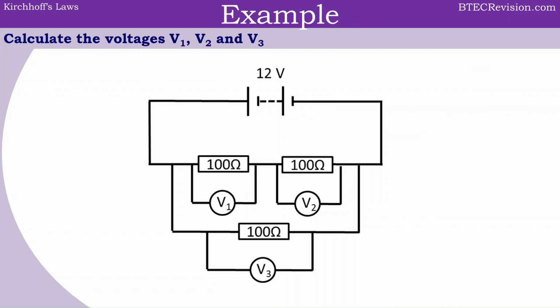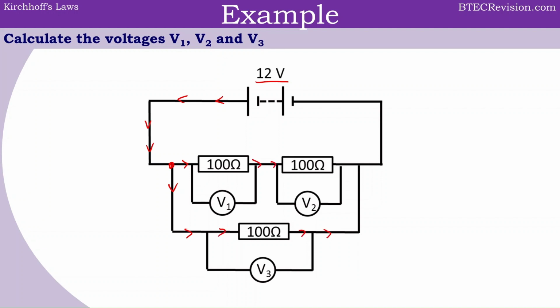Now let's look at this example. Calculate the voltages V1, V2, and V3. Looking at the circuit, we have 12 volts in the battery. The current is flowing, and we have a parallel circuit. So some electrons are going to go through the first path, and the rest are going to go through the second path. Following the circuit, we have a 100 ohm resistor plus another 100 ohm resistor. Okay, and going down, we also have a 100 ohm resistor.